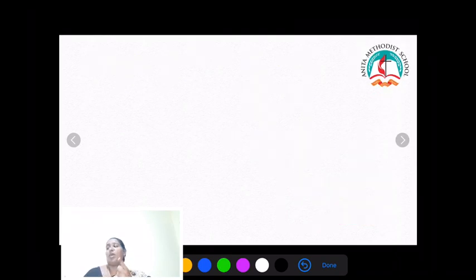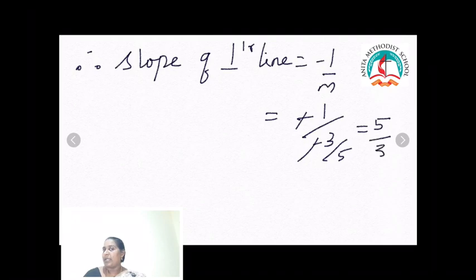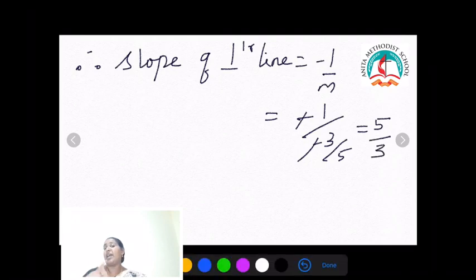But we need the slope of the perpendicular bisector. So slope of perpendicular line is, okay children, what is the slope of perpendicular line? I told you many times, it is minus 1 by m. So we got the slope minus 3 by 5. So minus 1 by minus 3 by 5. Minus minus get cancelled, so we get 3 by 5. What is the reciprocal of 3 by 5? 5 by 3.